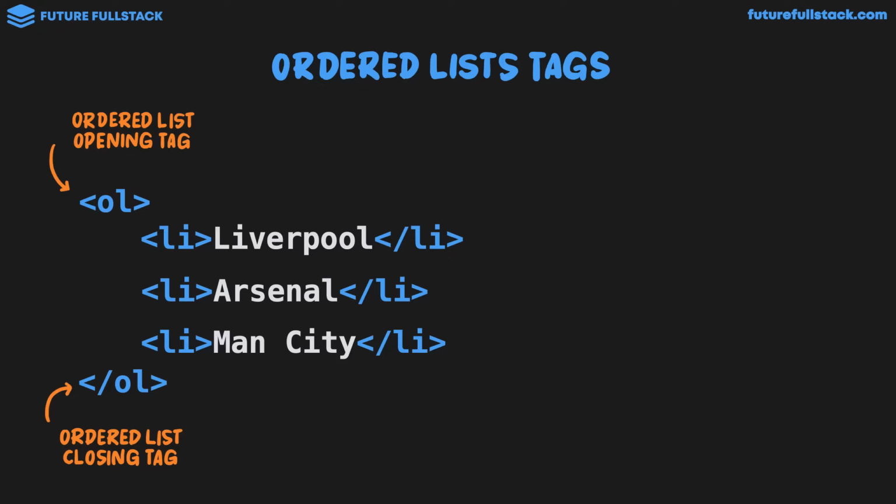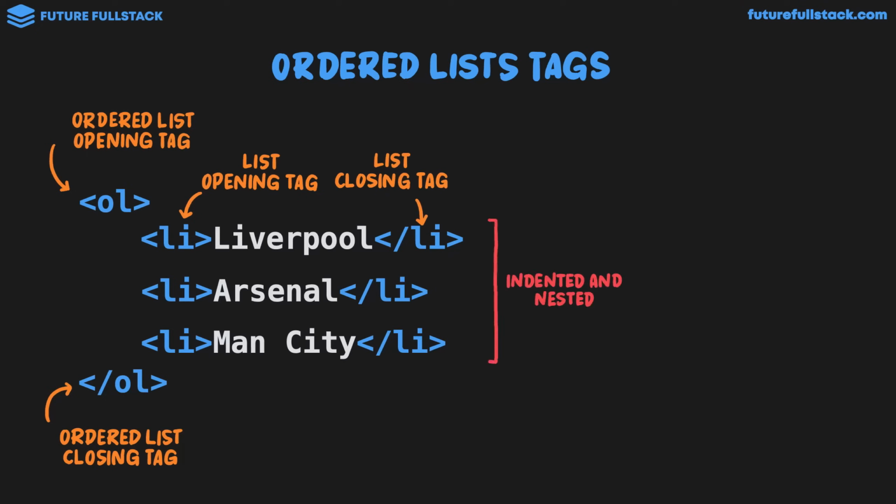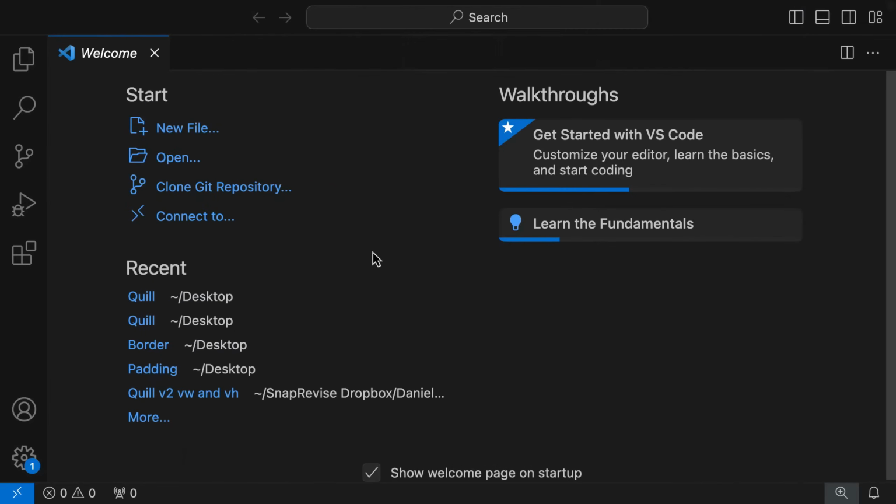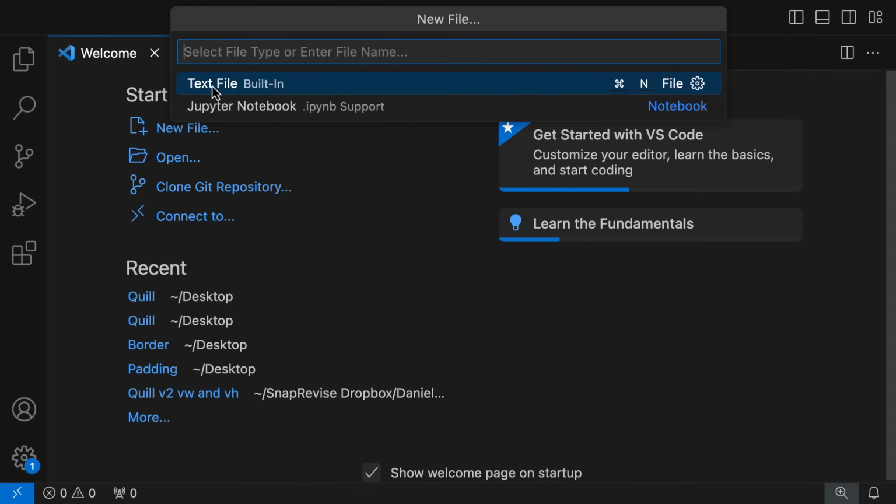You can now see here the second component of an HTML list, the list or LI tags, where we have a list opening tag and a list closing tag, which wraps the list content. The list items are indented and nested inside the ordered list tags. Let's jump into VS Code and make an ordered list. I'm first going to make a new HTML file.